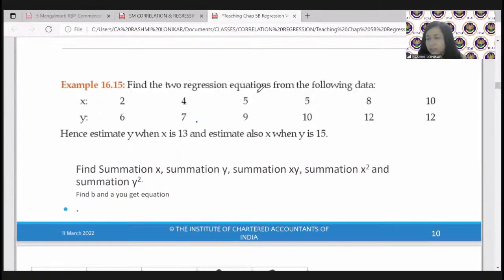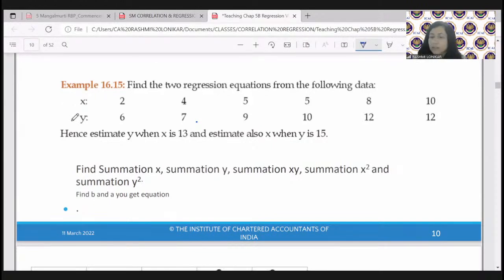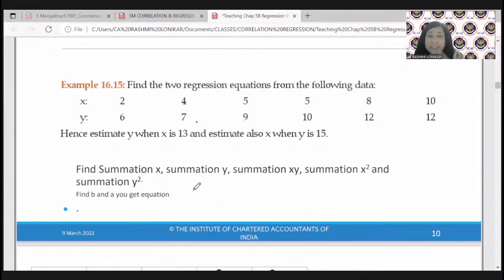So find the two regression equations from the following data. Values of x are given, values of y are given. Hence, estimate y when x is 13 and estimate also x when y is 15. When data is given to you, what are the things that you need? You need n, then summation x, summation y, summation xy, summation x square, summation y square.